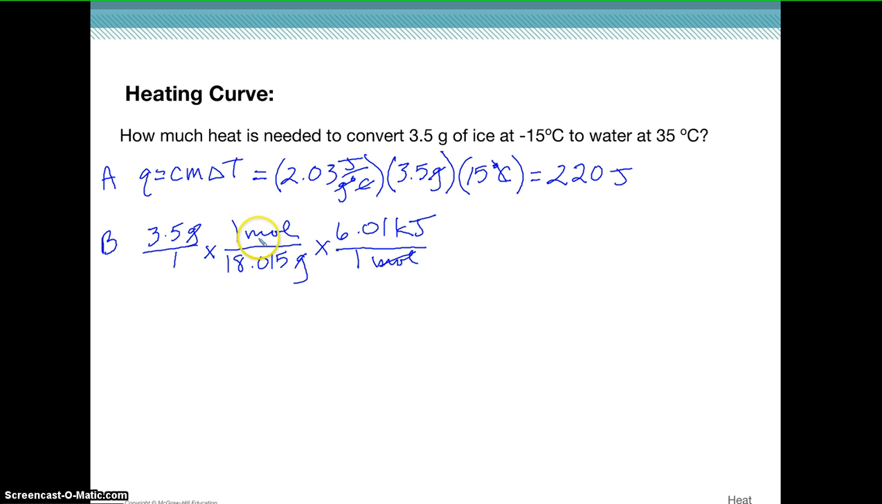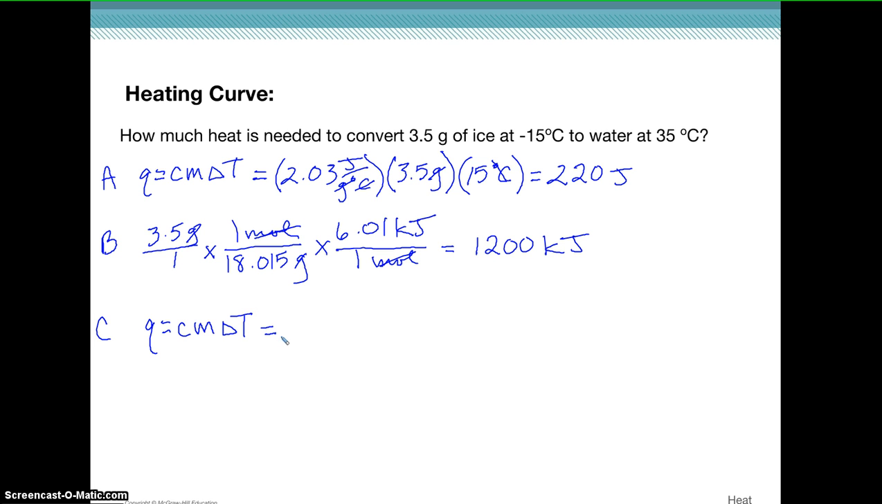So our moles cancel. So when we do the calculation, we keep our 2 sig figs. We're going to have 1.2 kilojoules. Okay, so that's how much it takes to melt all of that ice and turn it into water. Now that it's all water, we can raise the temperature of the water. So we're going to look at our final little section of our graph. Because we're raising the temperature, we're going to go back to Cm delta T.